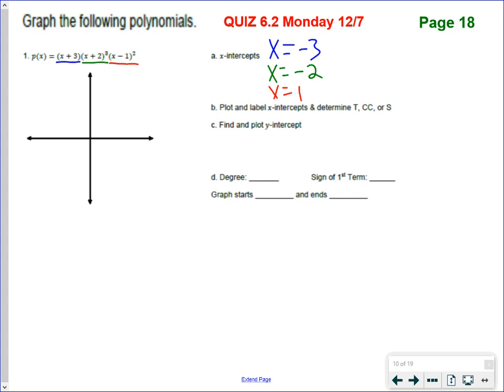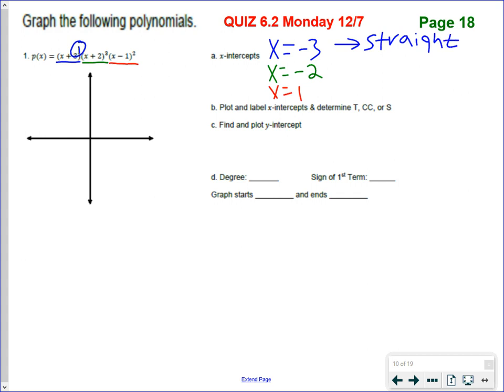What we need to do now is figure out how the graph will react at that x-intercept. So at x equals -3, we're going to look at the factor by itself, and we're going to look at the exponent. The exponent is the number that the factor is raised to. For x plus 3, we don't have anything there, so it's just raised to the first power. The exponent of that factor is 1. If the exponent of the factor is 1, we go straight through that point.